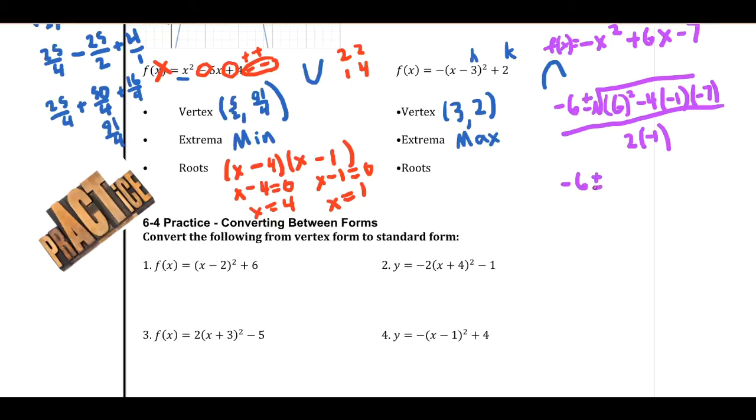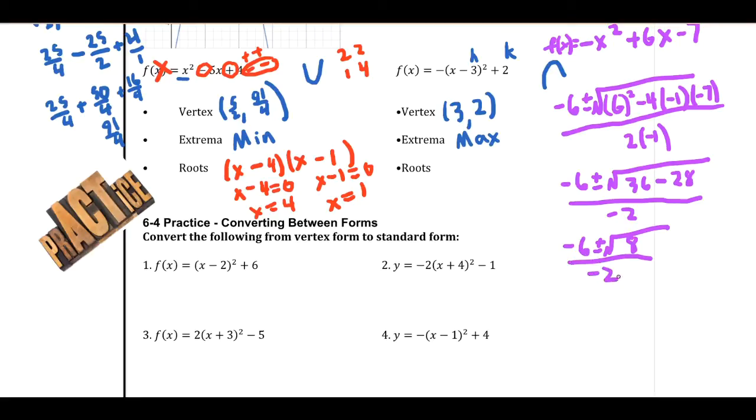I'm going to simplify. That's going to give me negative 6 plus or minus the square root of 36. I have 3 negatives, so that means I'm going to get a negative. And 4 times 1 times 7 is going to give me 28, over a negative 2. So that gives me negative 6 plus or minus the square root of 8 over negative 2.